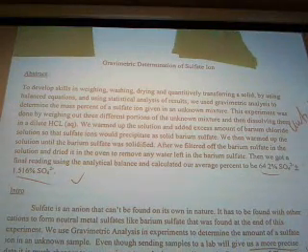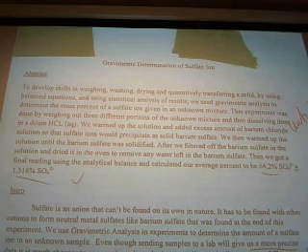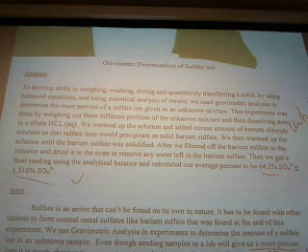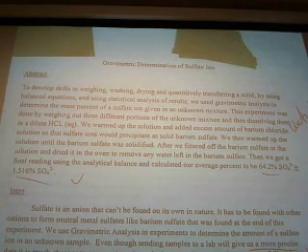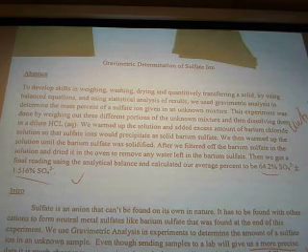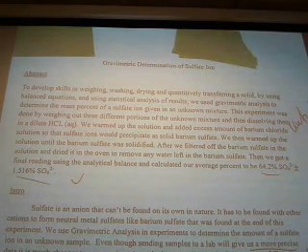Abstract: to develop skills in weighing, washing, drying, and quantitatively transferring a solid by using balanced equations and using statistical analysis of results. We use gravimetric analysis to determine the mass percent of sulfate ion given an unknown mixture. This experiment was done by weighing out 3 different portions of the unknown mixture. One thing that would be nice in the abstract is, what did the unknown mixture look like? Do you have any clue?